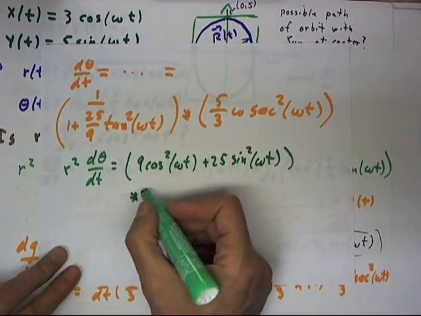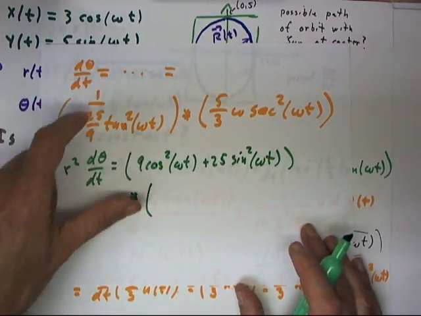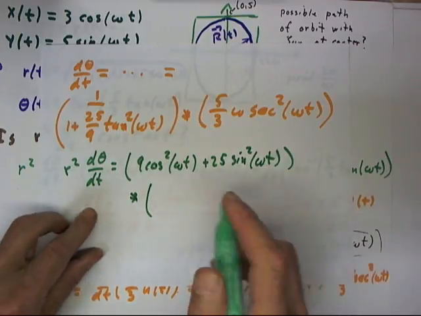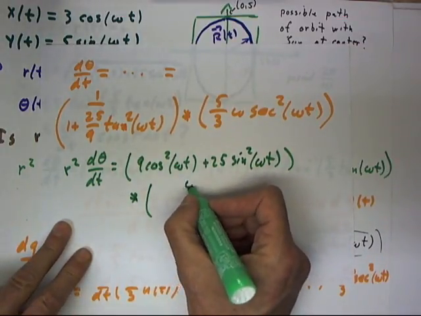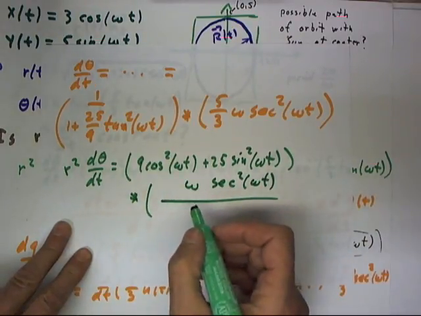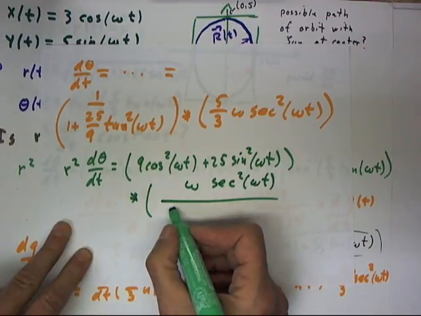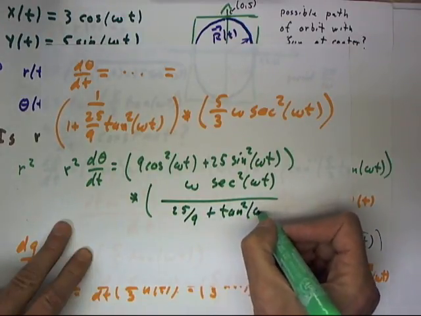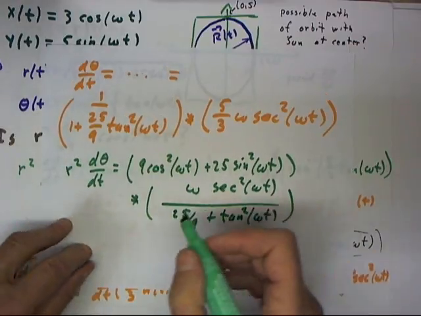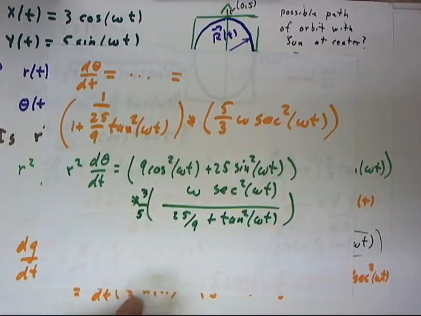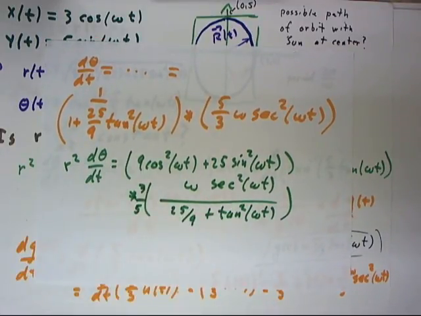And we can do a little simplification as we go through. We can multiply numerator and denominator here by 9/25, which will then multiply the 5/3 to give us 3/5, and we're going to end up with omega secant squared of omega t over 25/9 plus the tangent squared of omega t, and it'll be 3/5 of this. Now that's a fairly complicated expression.